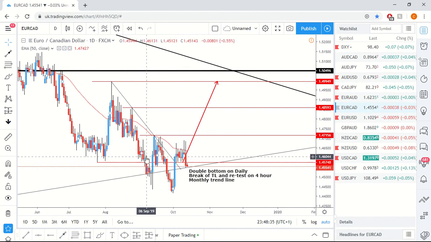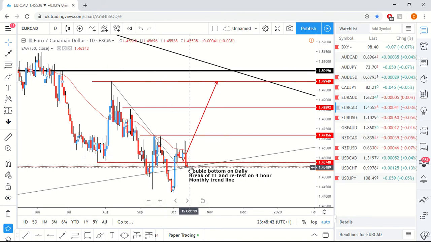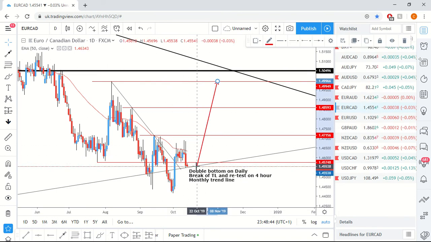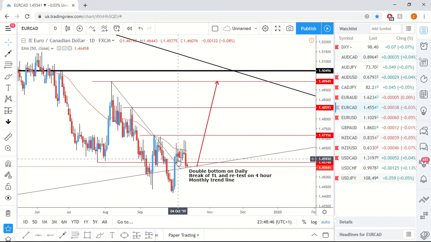What we could be forming is an inverted head and shoulders. So we've got the left shoulder here, head here, and then we might be forming the right shoulder here, and then we could see our move to the upside as predicted. Obviously here we have got multiple levels we can look for as target levels.